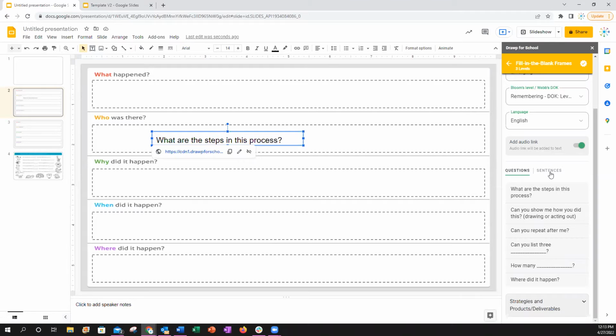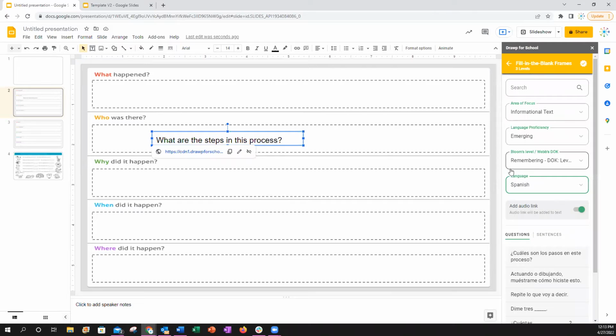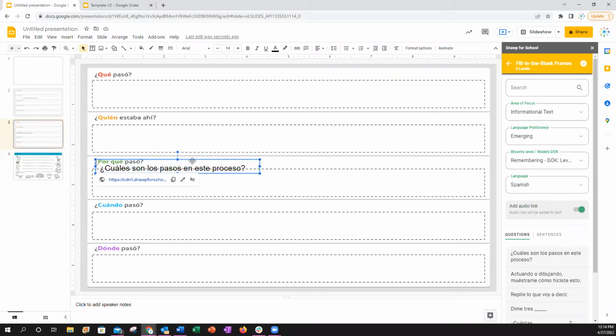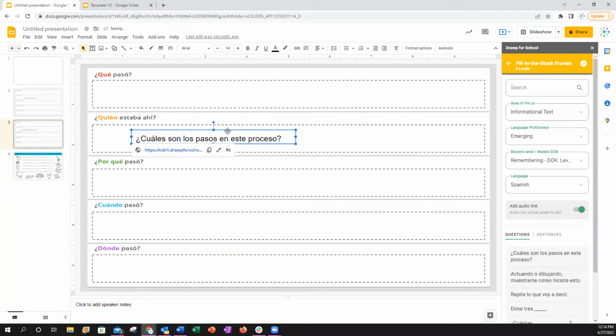The same thing can be done in Spanish. So if you have students who are working and you want to do the same thing for them, just click on the same sentence frame question and add it. And there's also a link for human recorded audio in Spanish. So the students can listen to it in their native language as well as the target language to improve academic language and improve their language proficiency as they are acquiring their new language.